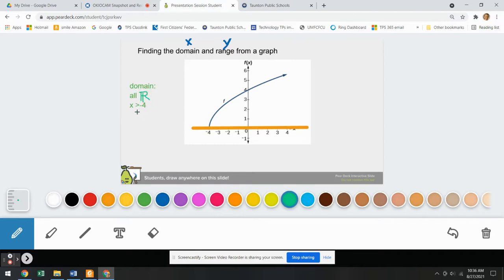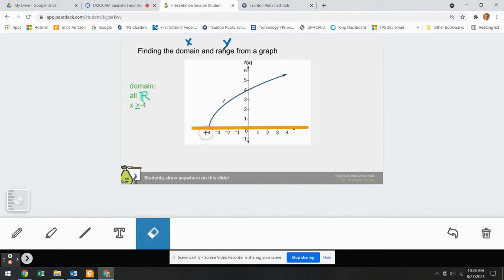And actually what I should have said was x greater than or equal to -4, because it does look like it's defined at -4. There's a closed dot there, and that blue dot, that's why I just erased it. So x can be equal to -4 and greater than -4.